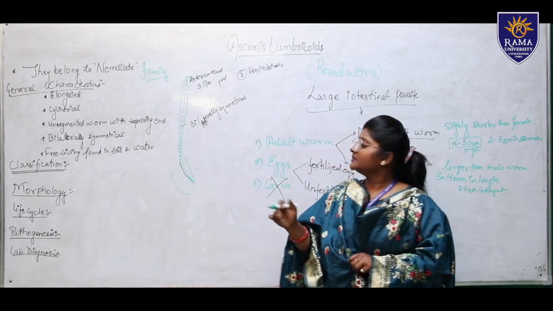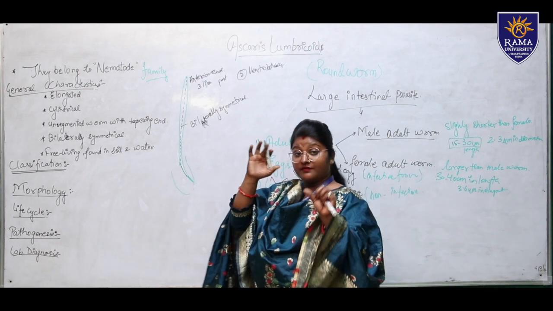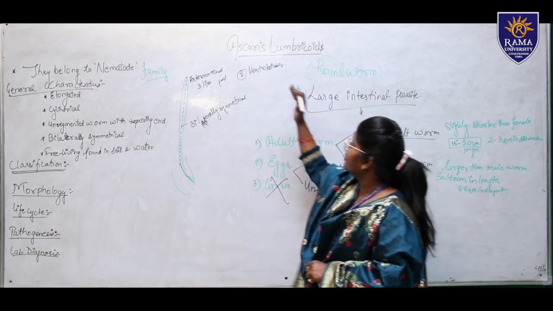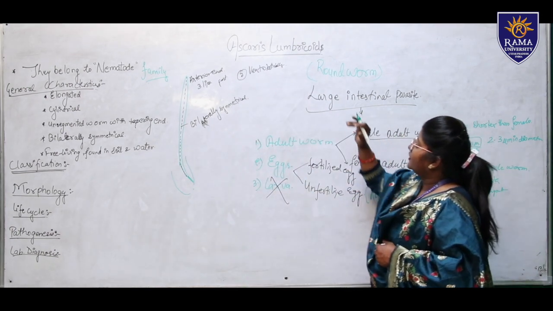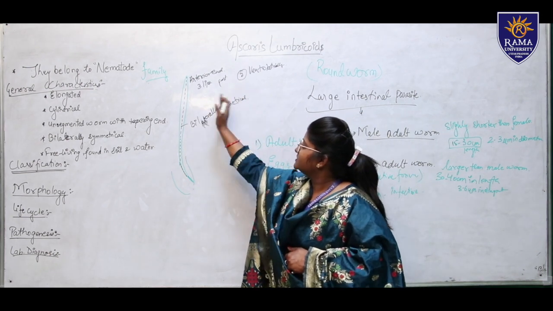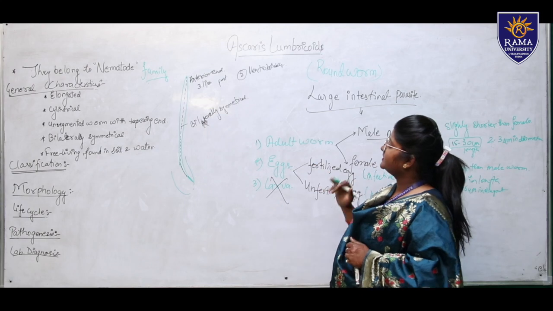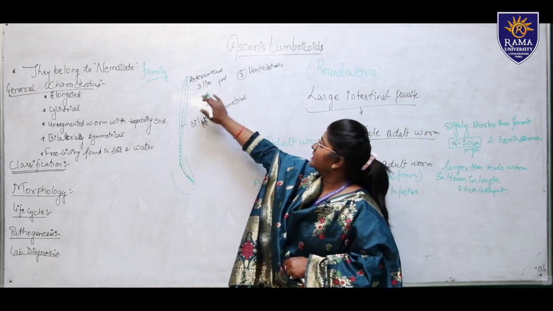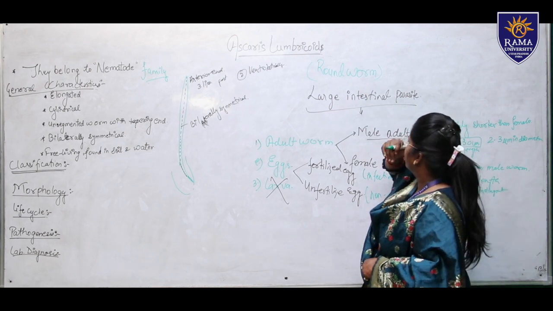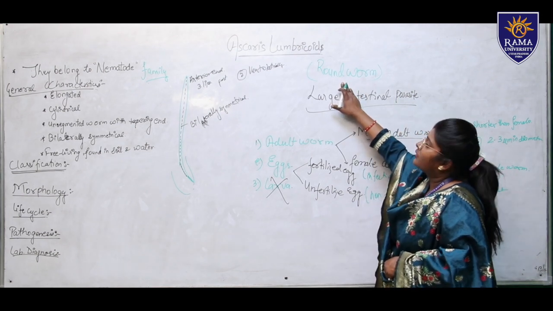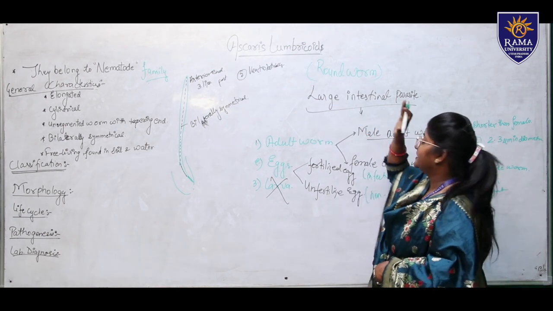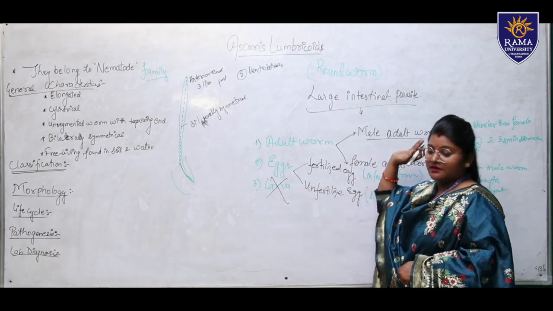Now let's talk about morphology. Our main topic is Ascaris. Now let's talk about the morphology of Ascaris. I already told you that they are bilaterally symmetrical, with tapering ends on one side and the anterior end having 3 lips. Ascaris is also called roundworm, and this is the largest intestinal parasite.